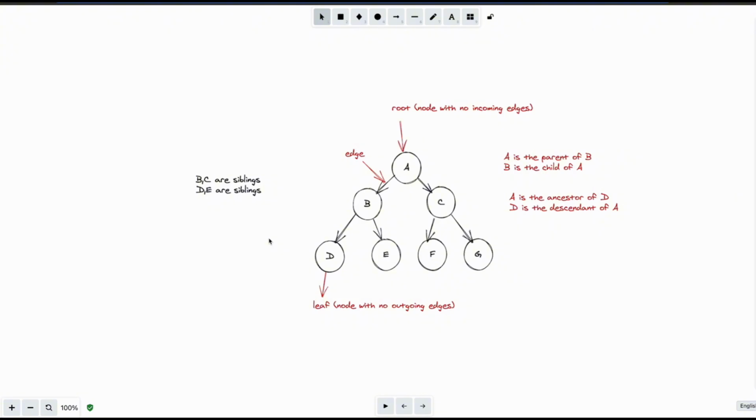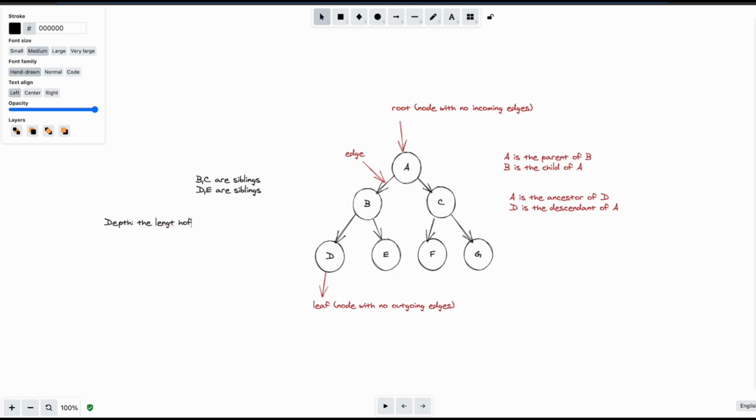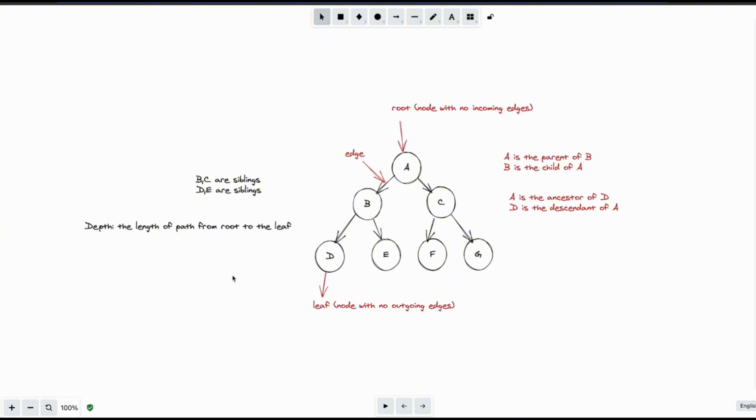So we also have some more definitions of a tree. Usually you will see many problems like find the height or depth of a tree. So what's the definition of the depth of a tree? Depth basically means the length of the path from the root to a leaf. So in this graph, the path A to B to D has length 3.